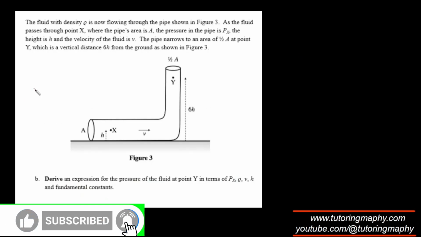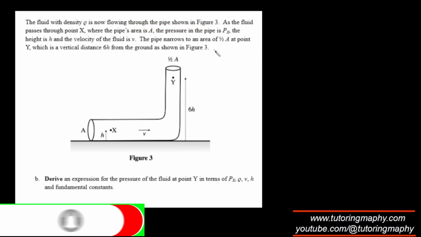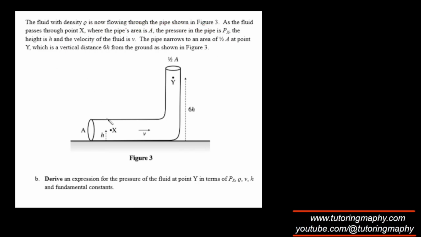Next, we are given that the fluid with density rho is now flowing through a pipe as shown in figure 3. As the fluid passes through point X, where the pipe's area is A, the pressure in the pipe is Px, the height is h, and the velocity is v. The pipe narrows to an area of half A at a point Y, which is a vertical distance 6h from the ground. So we have to write an expression for the pressure at Y in terms of all this.